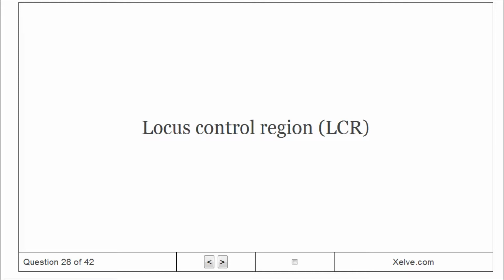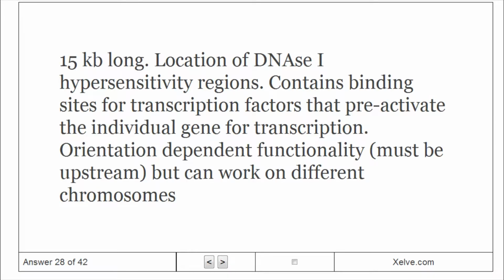Locus control region. 15 kilobases long, location of DNase I hypersensitivity regions, contains binding sites for transcription factors that pre-activate the individual gene for transcription. Orientation-dependent functionality, but can work on different chromosomes.